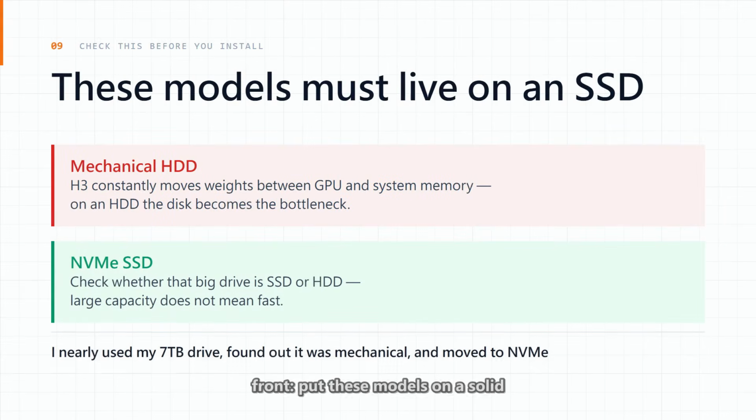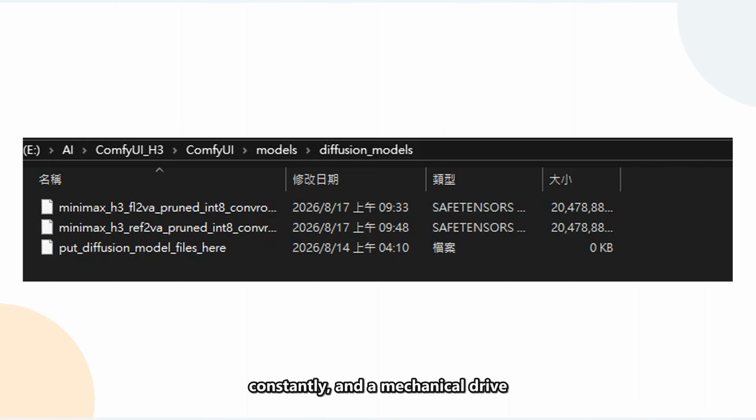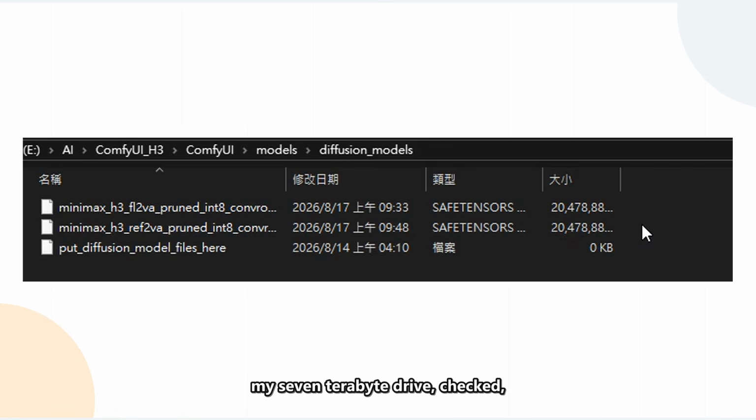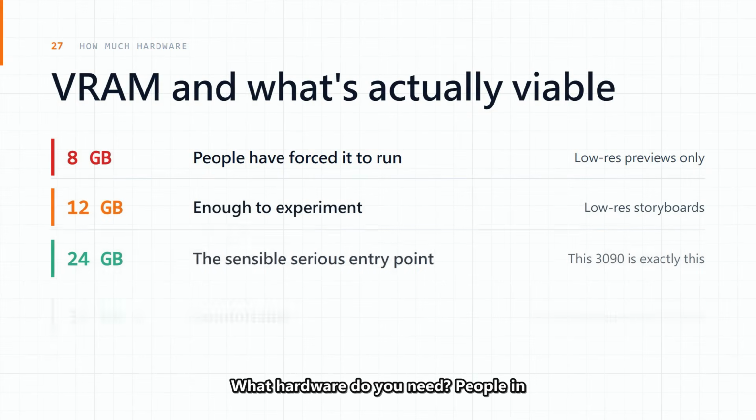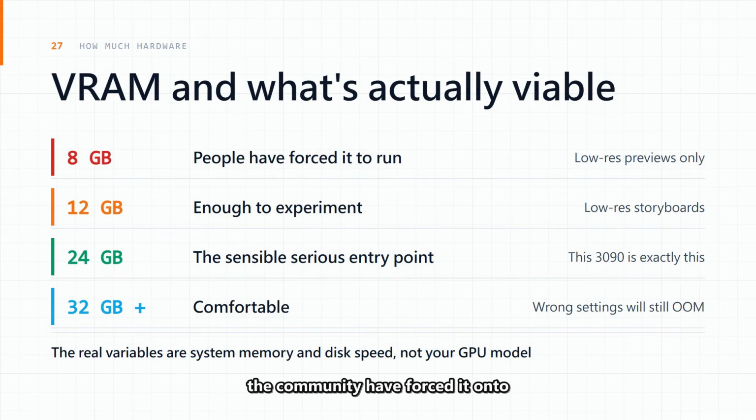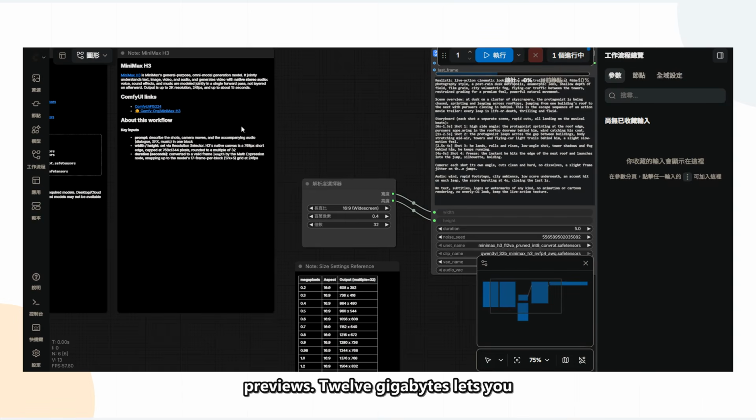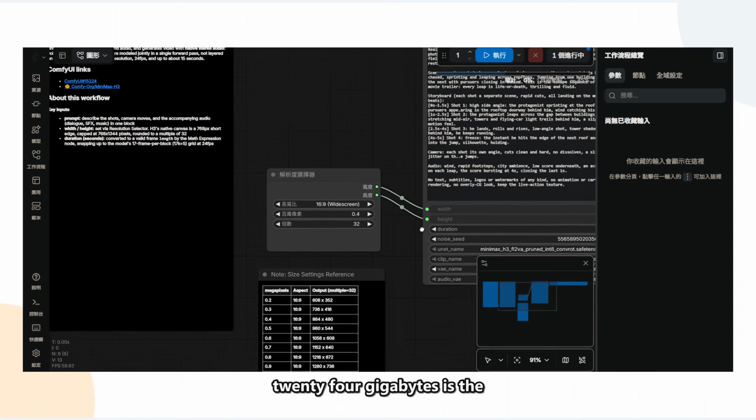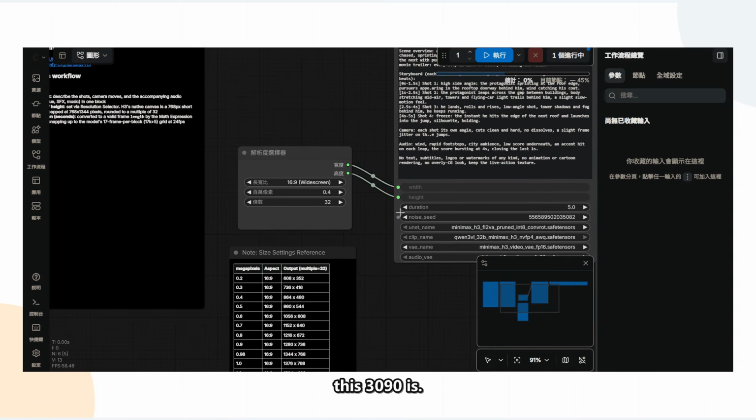One more thing to get right up front. Put these models on a solid-state drive. H3 moves weights between the GPU and system memory constantly, and a mechanical drive will strangle it. I was about to use my 7TB drive, checked, found out it was mechanical, and moved everything to NVMe. What hardware do you need? People in the community have forced it onto 8GB cards, but that's only good for low-resolution previews. 12GB lets you experiment. If you're serious, 24GB is the sensible entry point, which is what this 3090 is.